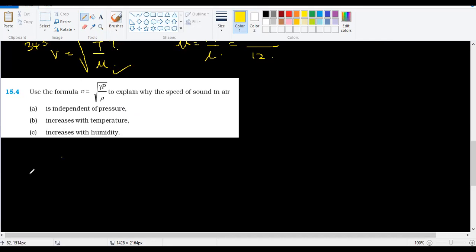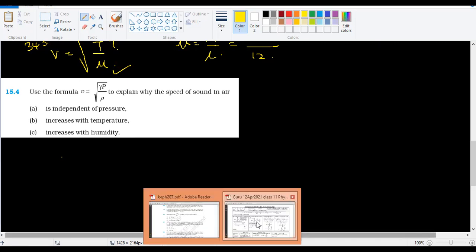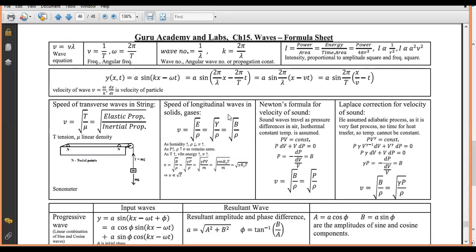Use the formula V is equal to root of gamma P by rho, which is your Laplace correction, right? Corrected formula. In Newton's formula, you will have only P by rho, without gamma. To explain why the speed of sound in air is independent of pressure, increases with temperature, increases with humidity. Okay, so I think we talked about this in theory, so let's talk about that also. The handbook I gave it here, so I think it's in that.